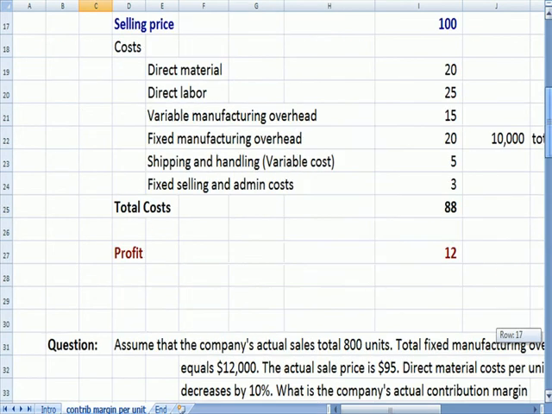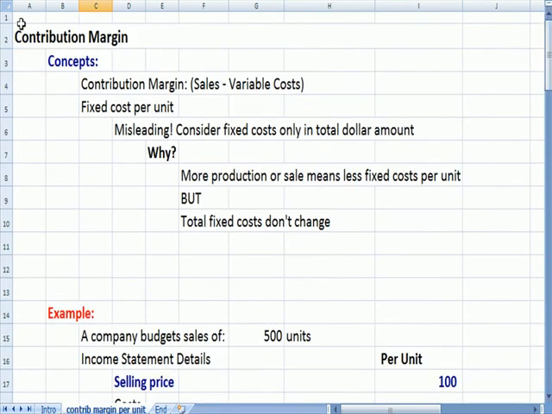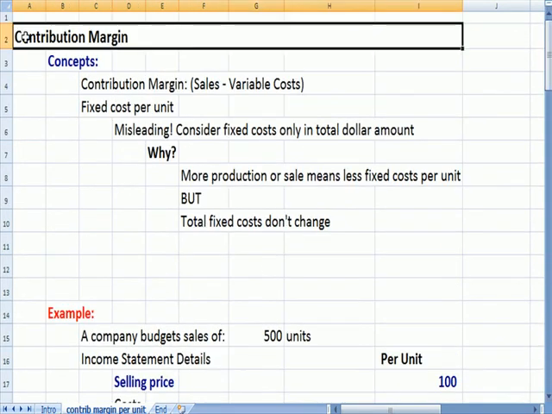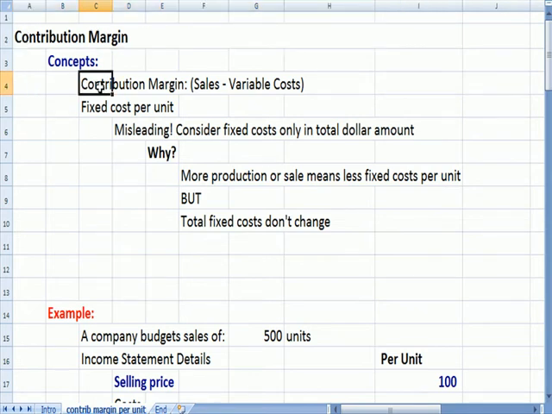I wanted to take two looks at contribution margin, starting off with some concepts. You'll recall that contribution margin is sales less variable costs, and another way that I describe it is it's what you have left to cover fixed costs and profit. So if I take sales less variable costs, as we'll see, what I'm left with is money to cover fixed costs, and anything remaining is profit.